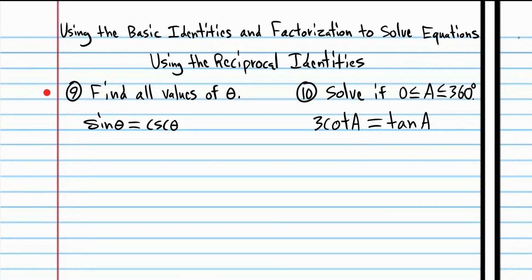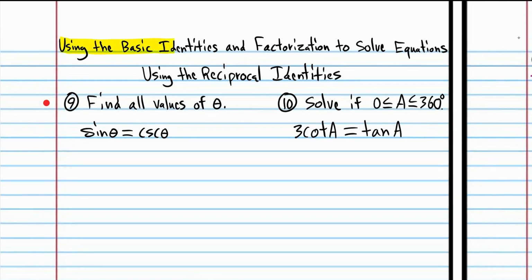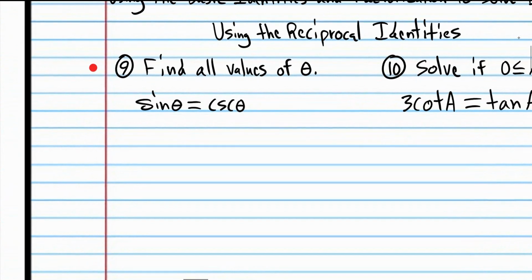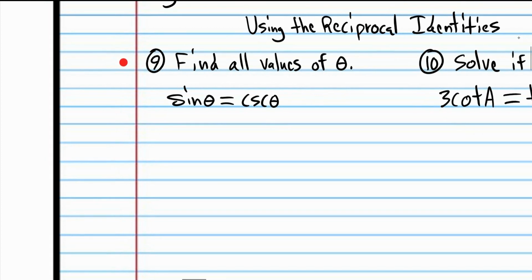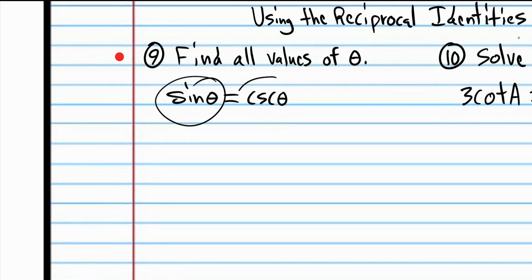So now we're going to jump into some much more complicated equations, and we're going to use the fundamental identities that we learned, the trigonometric identities, and also we're going to need factorization to solve a lot of these problems. So it's going to get much more complicated pretty quickly here. So it says here, find all values of theta, and we see sine theta is equal to cosecant theta. Well, we don't know what to do here. We've never seen this before. How in the world are we going to solve this equation?